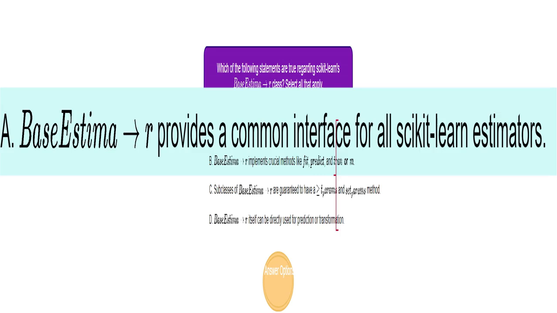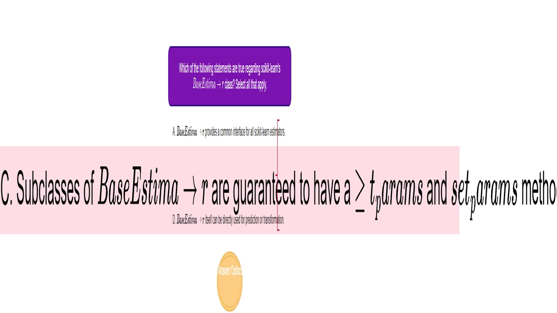This statement is about the role of base estimator. I see this as defining a standard way for all estimators to look and act. Think of it as establishing a consistent blueprint. All estimators built following these standards will maintain compatibility across different algorithms and models. That's pretty neat. This statement focuses on the methods get_params and set_params.